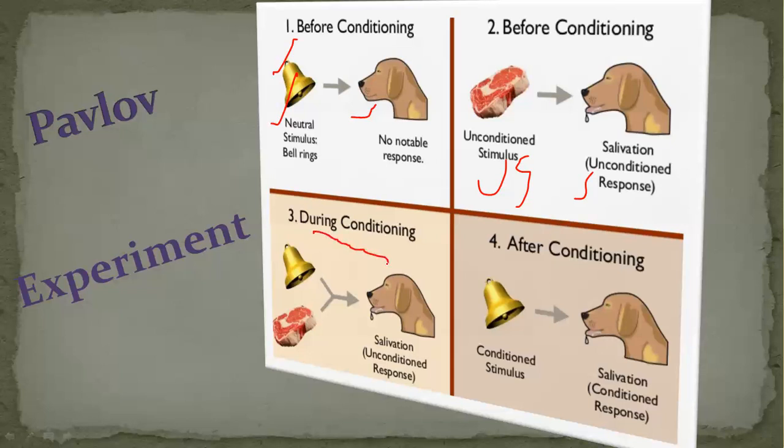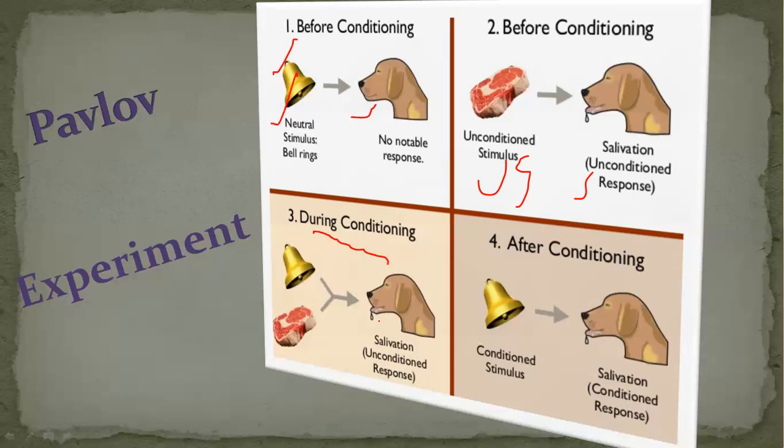So what happened during the conditioning? First of all, the bell began as a neutral stimulus, so by itself it didn't produce any salivation. However, by pairing the bell with a stimulus that did produce the salivation response, the bell was able to acquire the ability to trigger the salivation response.